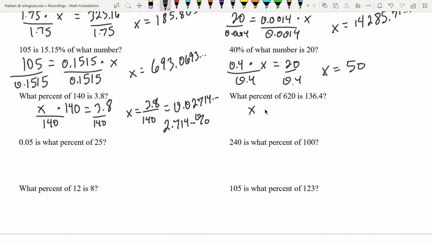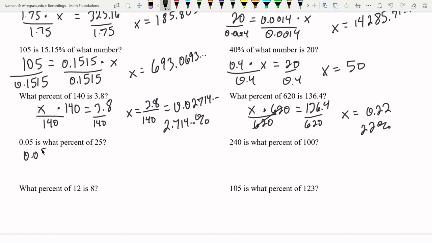So what percent of 620 is 136.4? To solve this, I have to divide by the 620. And doing this, it actually gives me the part divided by the whole, 0.22 or 22%. And we want to write this as a percent since we're asking what percent this is.